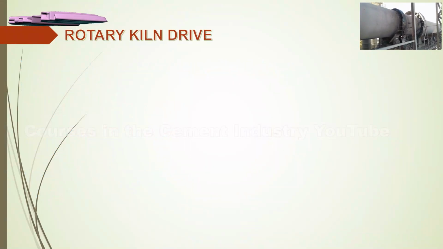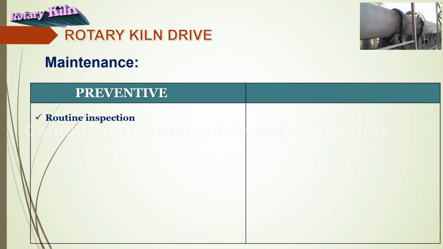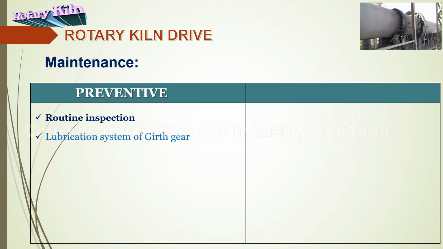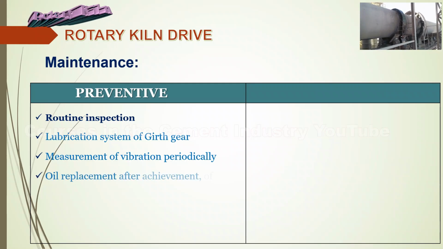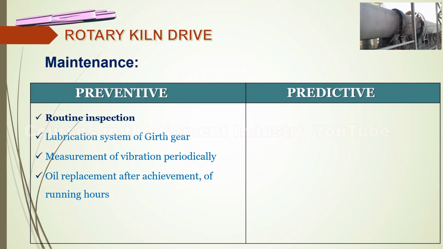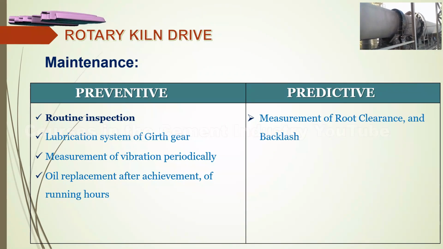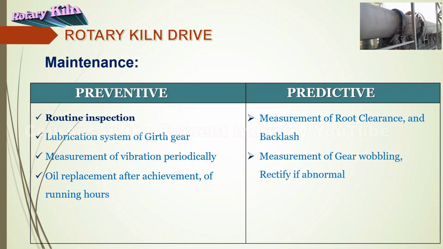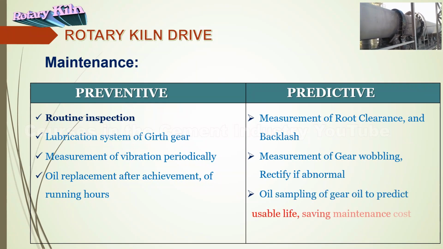Maintenance, preventive, routine inspection. 1. Lubrication system of girth gear. 2. Measurement of vibration periodically. 3. Oil replacement after achievement of running hours. Predictive. 1. Measurement of root clearance and backlash. 2. Measurement of gear wobbling, rectify if abnormal. 3. Oil sampling of gear oil to predict usable life, saving maintenance cost.